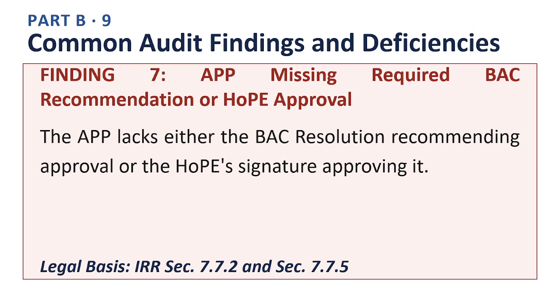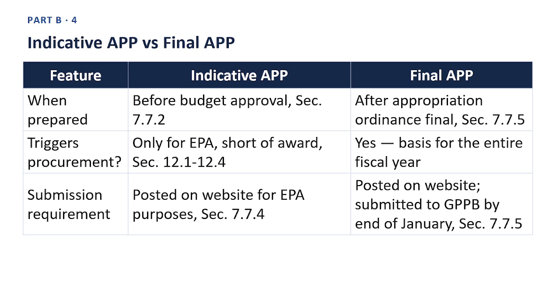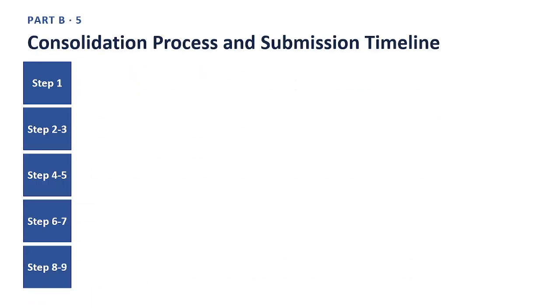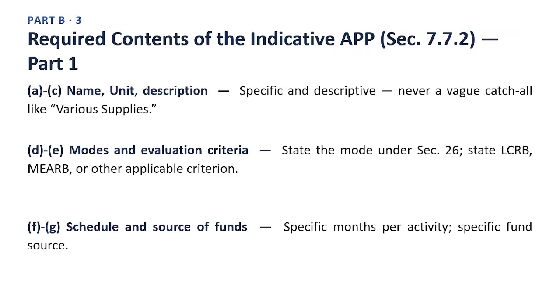To recap, the APP is the consolidated procurement plan for the entire procuring entity, built from every end-user unit's PPMP, and no procurement may lawfully proceed without an approved APP behind it. In the next and final video of this series, we move on to the approved budget for the contract, the ABC, where we will also look closely at how market scoping feeds directly into that figure.